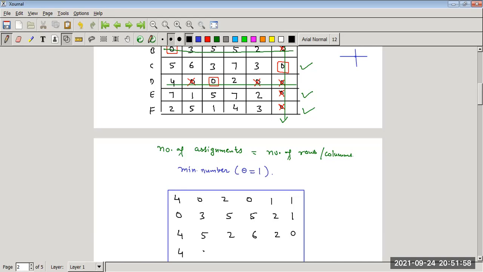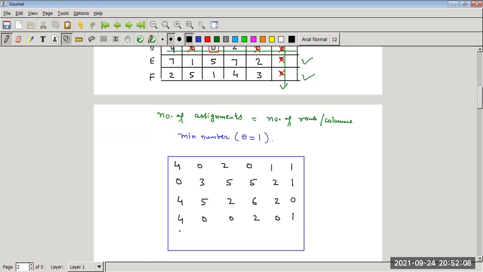The fourth row remains the same, 4 0 0 2 0, but the last entry becomes 1 because two lines passed through that 0. Now 7 becomes 6, 1 becomes 0, we create a new 0. 5 becomes 4, 7 becomes 6, 2 becomes 1, 0 remains 0, one line passing through. 2 becomes 1, 5 becomes 4, 1 minus 1 is 0, 4 minus 1 is 3, 3 minus 1 is 2, this 0 remains 0. So now we create one more 0, right? One new 0.